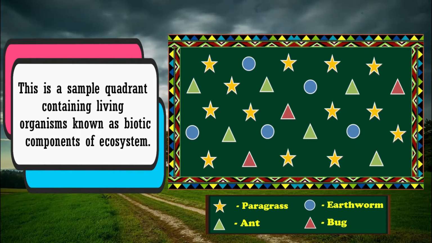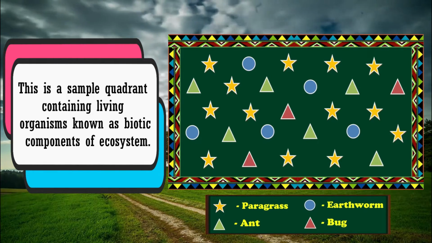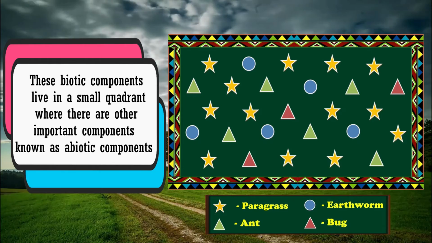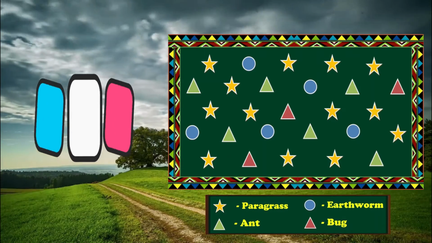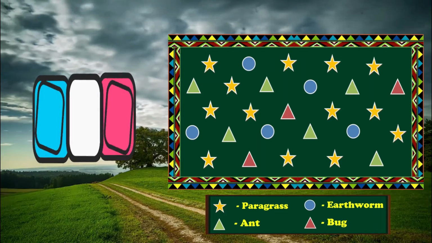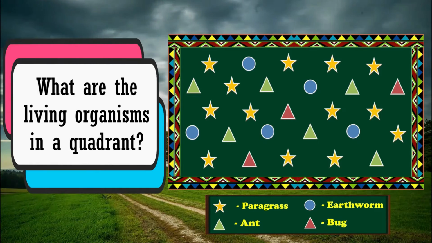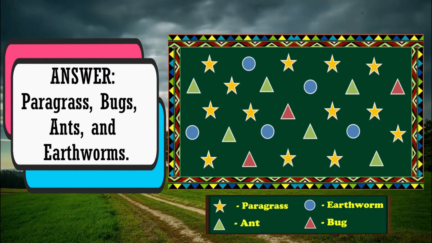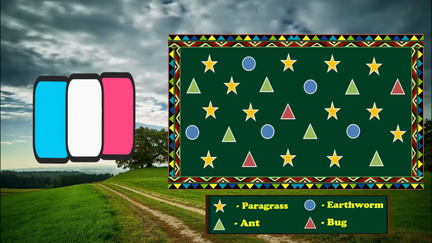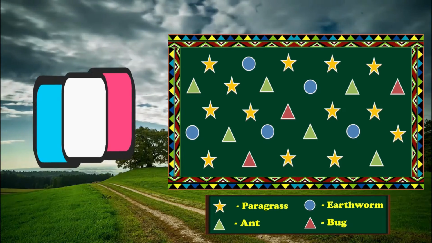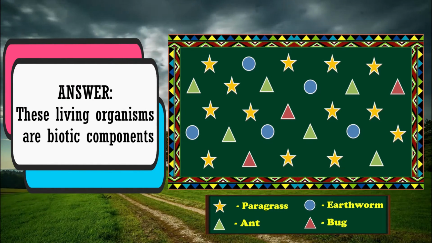Then let's get started! This is a sample quadrant containing living organisms known as biotic components of an ecosystem. These biotic components live in a small quadrant where there are other important components known as abiotic components, such as soil, sunlight, water, and nutrients. What are the living organisms in the quadrant? These are plants, bugs, ants, and earthworms. What do you call these living organisms in a quadrant? These living organisms are biotic components that occupy an ecosystem in our environment.